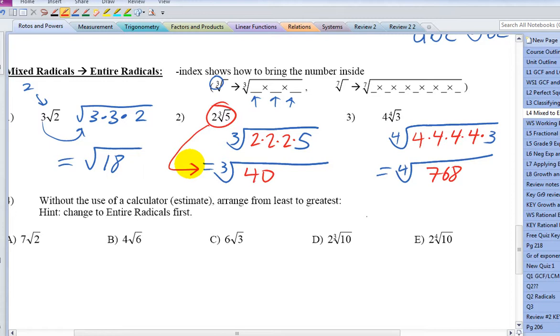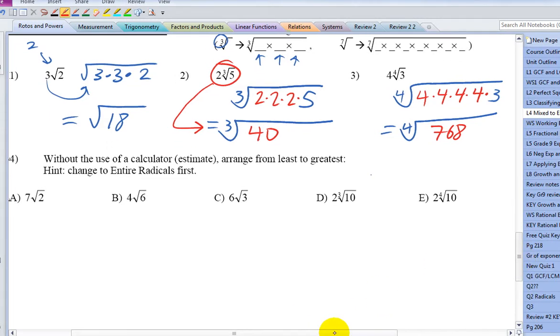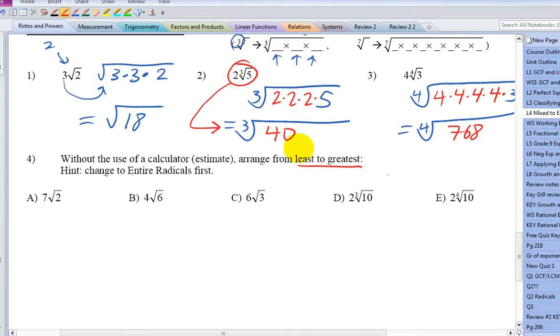Okay. All right. So next, what we're going to do now is estimate a range from least, which is the smallest, to the largest. So from small to large. This is non-calculator, so we want to change to entire radicals first. What's bigger, root 49 or root 48? You guys think it's backwards? No, this is definitely bigger.